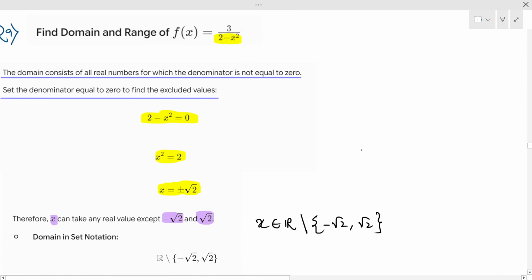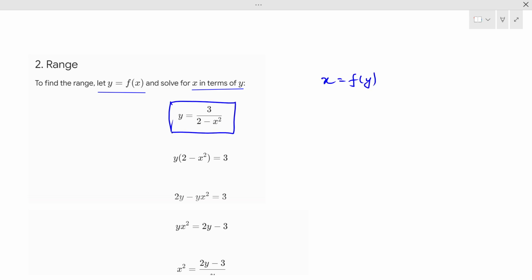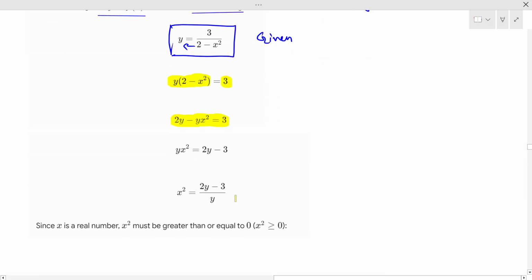Now how to find the range? For finding the range we can put y = f(x) and solve x in terms of y, right? So x should be a function of y. Let's see. y is equal to this, that is given to us, and if we cross multiply, y times (2 - x²) is equal to 3, then we simplify it and we will be able to get that x² = (2y - 3)/y.